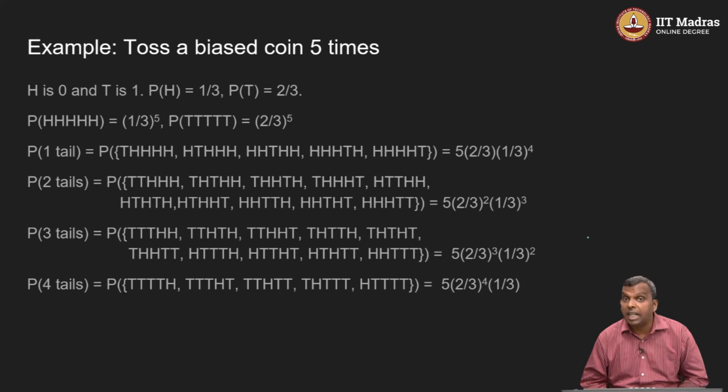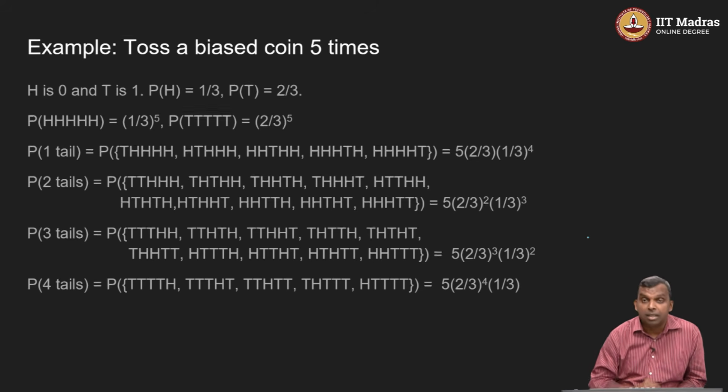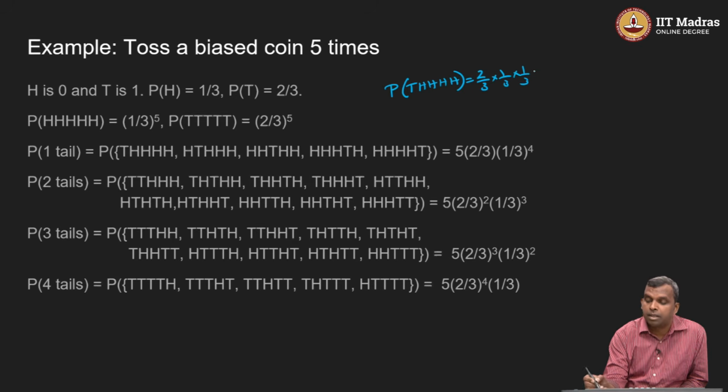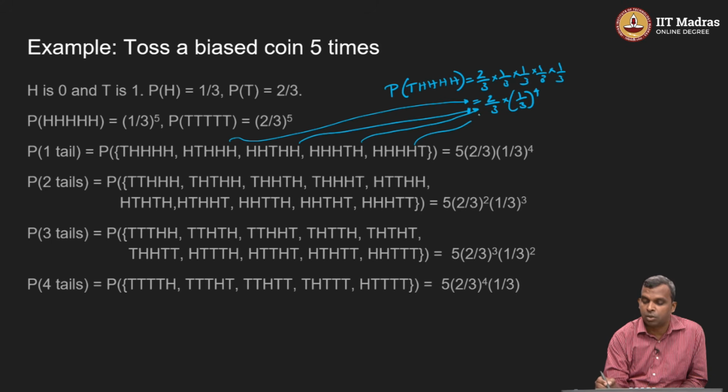What about the probability of one tail? I have 5 different outcomes, and every outcome has a probability of 2 by 3 times 1 by 3 power 4. Why is that? So supposing you do the probability of T, H, H, H, H, that is simply 2 by 3 times 1 by 3 times 1 by 3 times 1 by 3 times 1 by 3, isn't it? It's really simple. So you have 2 by 3 times 1 by 3 power 4. And each of the other outcomes is also going to give you the same number.